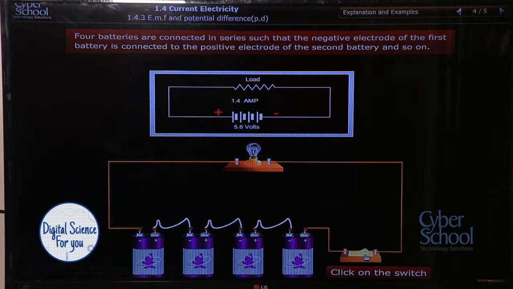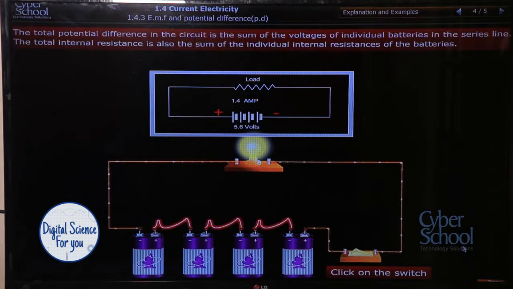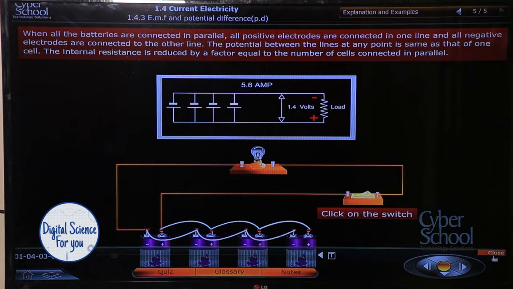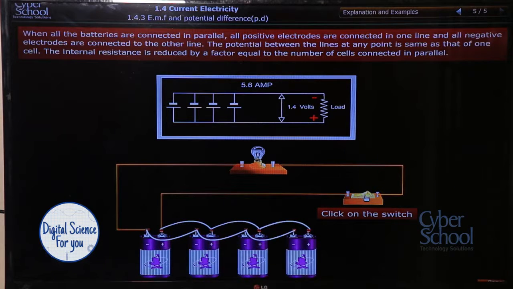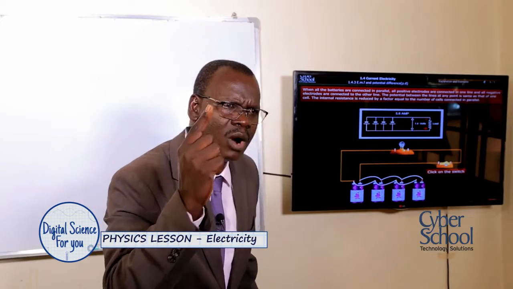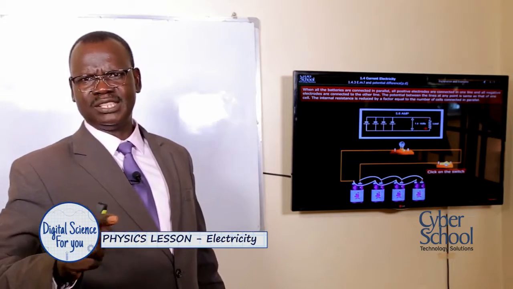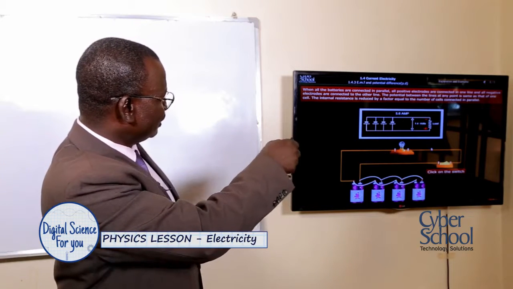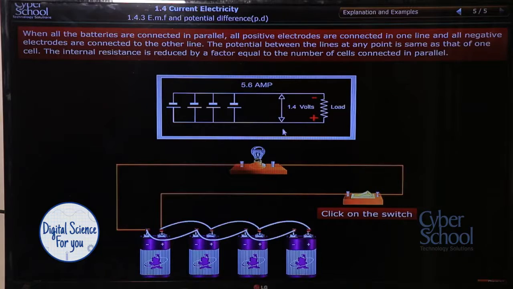Can I have the light again? Very bright. Now let's go to the next one. Side by side. That is called parallel connection. Now side by side, parallel connection, we see that the voltage is 1.4 as if it is only one battery. Let me point. One battery. Now look at the current though. The current is 5.6. Now the current has also increased.